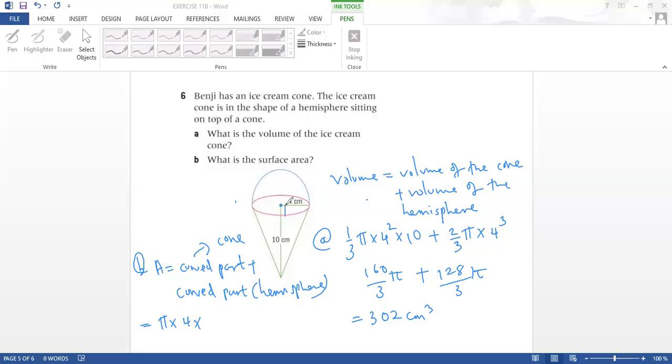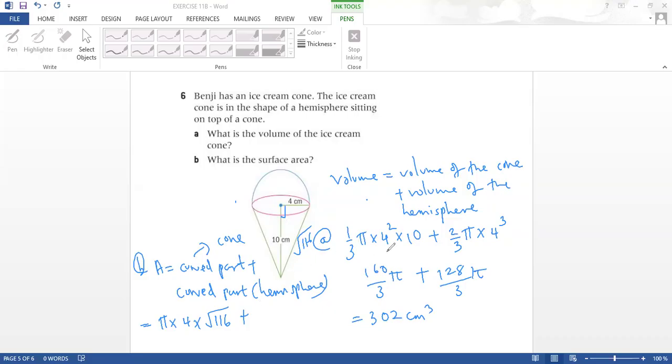Because this is 90 degrees and we're using Pythagoras' theorem, this slanted height will be the square root of 10 squared plus 4 squared. So 100 plus 16, which is the square root of 116. I'm going to write the exact value, square root of 116, for accuracy purposes. So pi r L is correct. Then the curved part of the hemisphere is, we will calculate the area of this curved part.